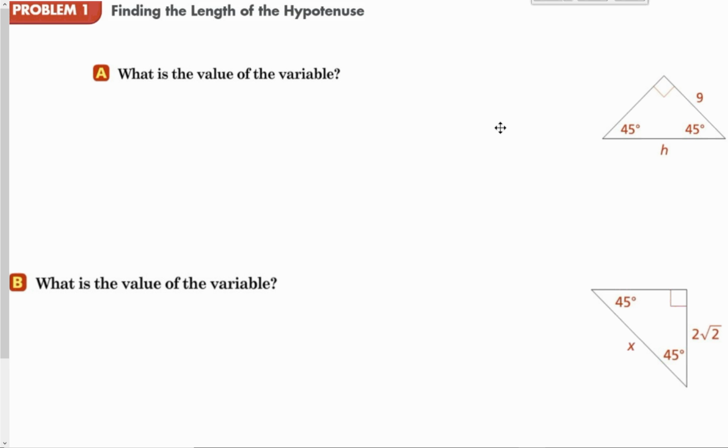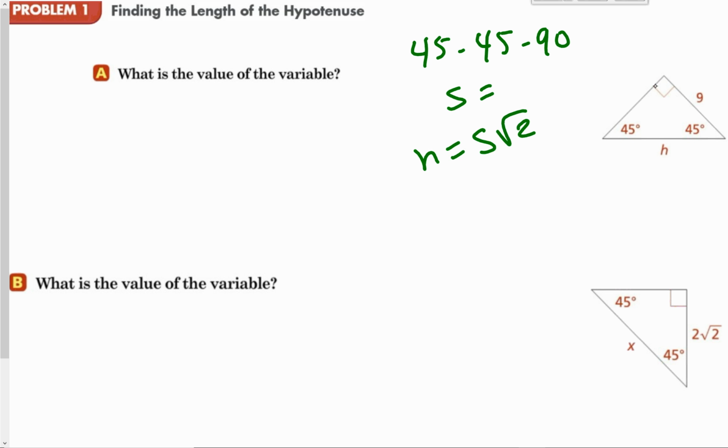So here's problem 1. We're finding the length of the hypotenuse. We're going to use that 45-45-90 theorem that we just did in the last video. And it basically says that if I'm given a side, then I can just take that side and multiply it by root 2 and I get my hypotenuse.